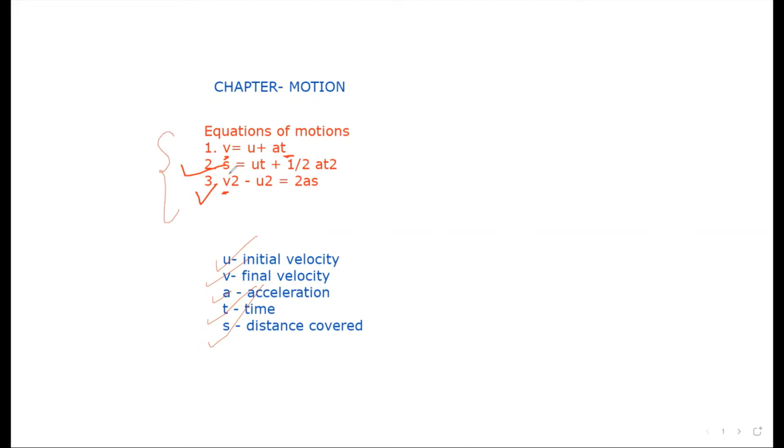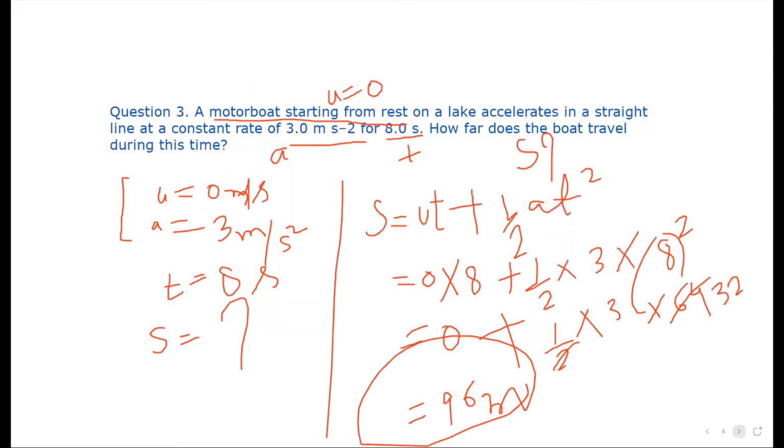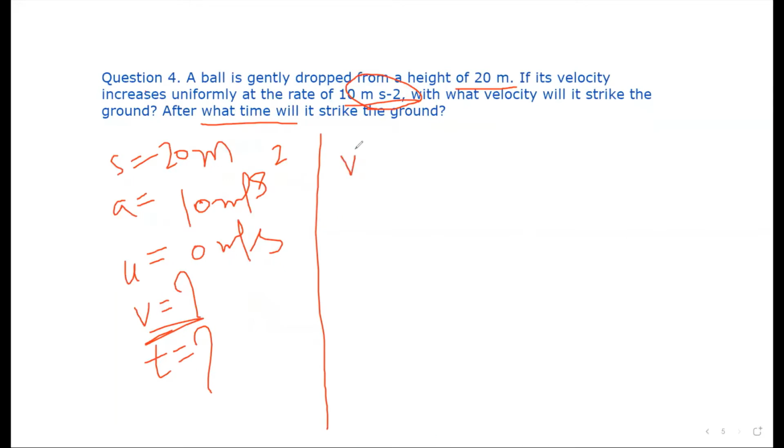Why don't we use the second equation? Because we don't have V. The variable we have to find is not there, so how can we use that? So it is better to use in this question the third equation. And what is that third equation? That is V square minus U square equals 2AS. So what is V? That we have to find out. What is U? That is 0, square means 0, equals 2 into 10 downward, and S, how much distance? That is S, 20 meter.